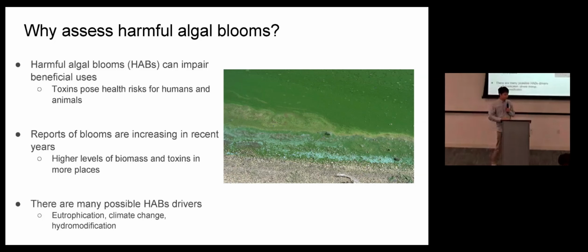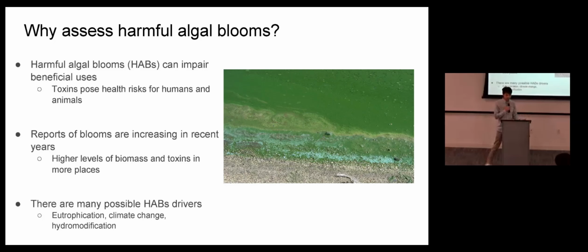Okay, so starting off very basic. Why assess harmful algal blooms? Harmful algal blooms, or HABs, can impair beneficial uses such as drinking water, wildlife, and recreation, and can produce toxins that pose health risks to humans and animals. Reports of blooms have been increasing in recent years, with more places reporting higher levels of biomass and toxin.